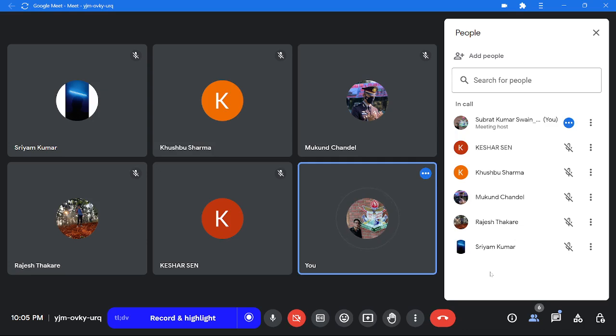I repeat, Kesar, you are chest number one. Khushbu, you are chest number two. Mukund, you are chest number three. Rajesh, you are chest number four. Sriyam, you are chest number five. And I am chest number six. Okay, fine.